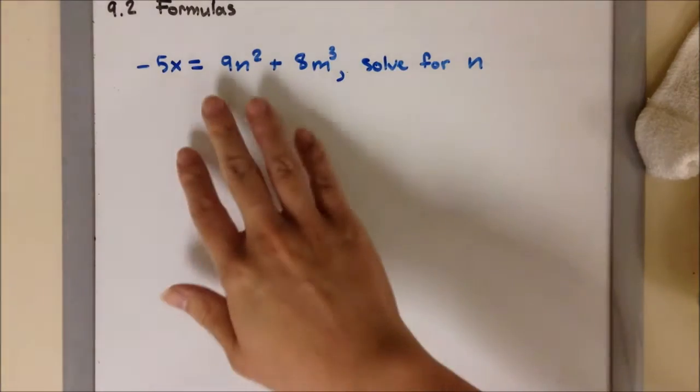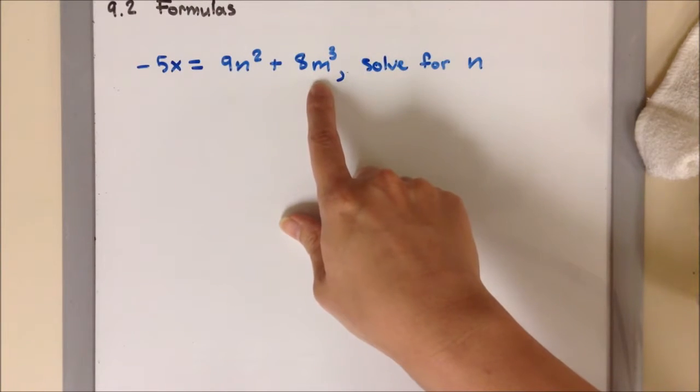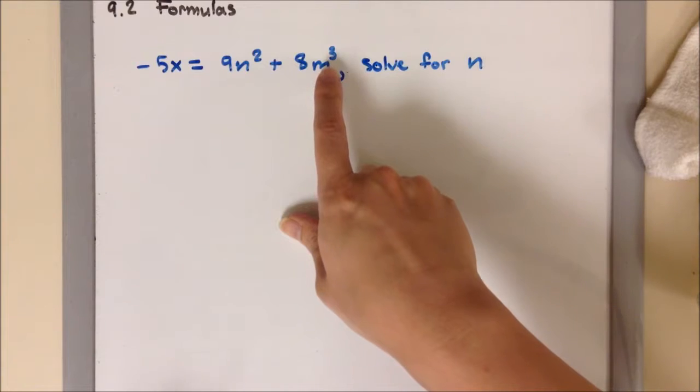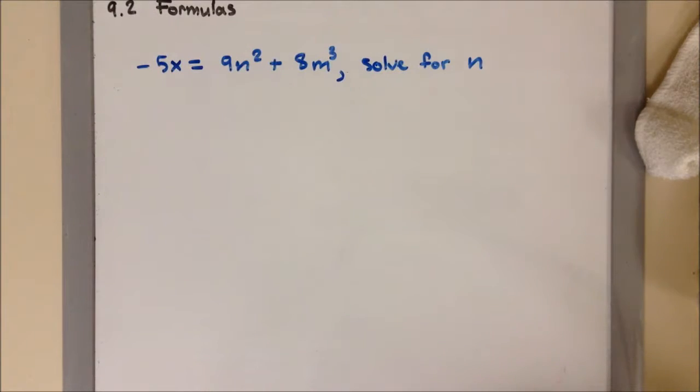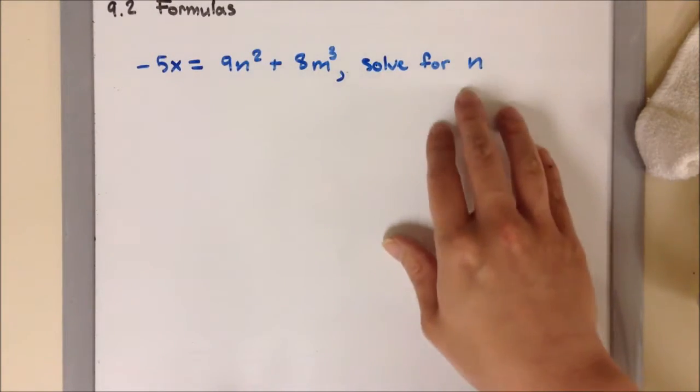Now, if you were using the same problem but it was asking you to solve for m, here m has the power to the third or cube. The opposite of to the third or cube is cube root. So, let's solve this example where it says solve for n.